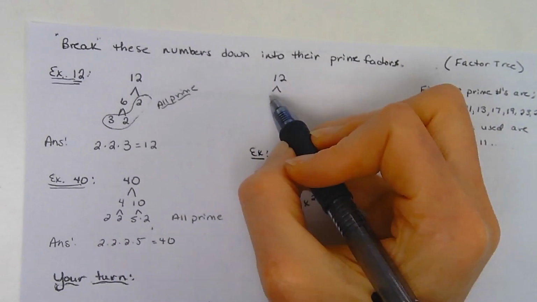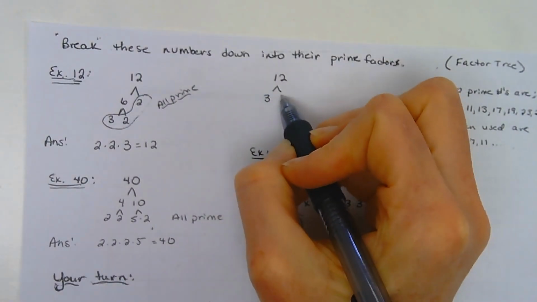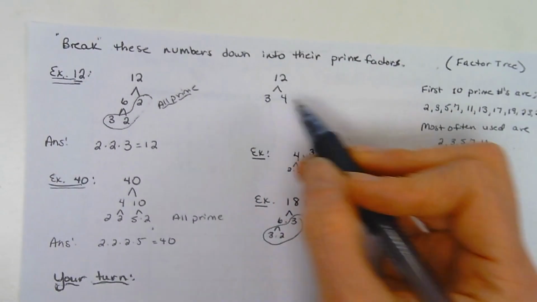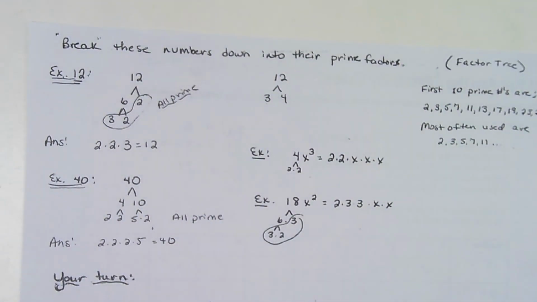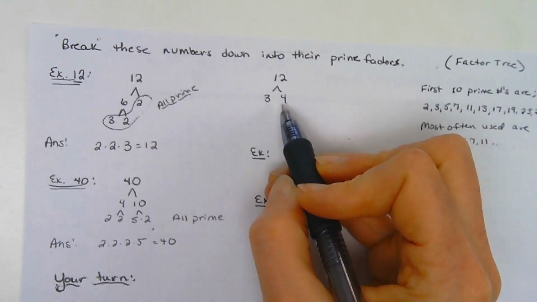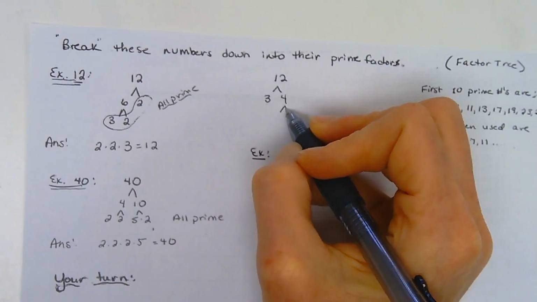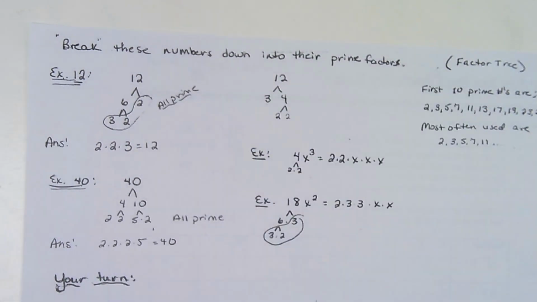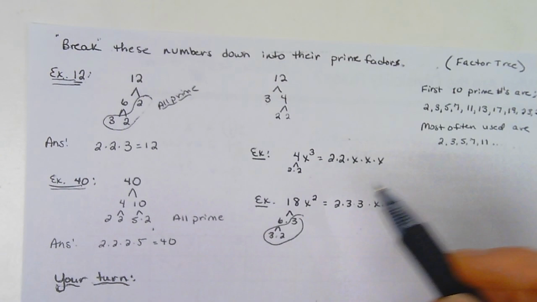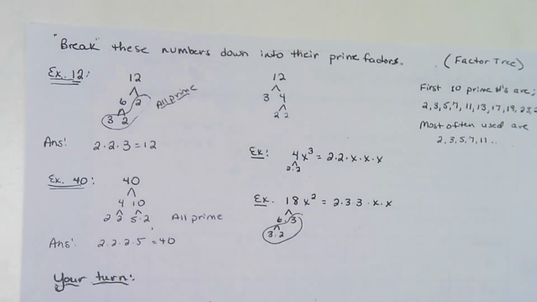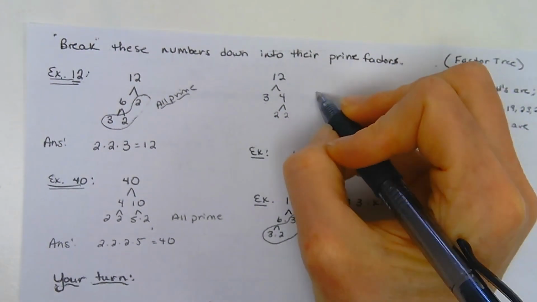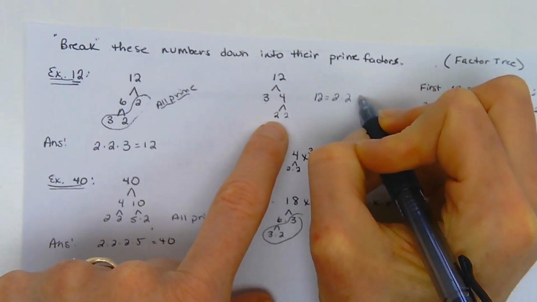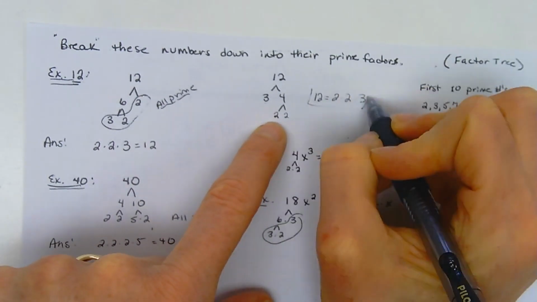So for instance, with 12, you could pick 3 and 4 as factors. 3 times 4 is 12. Now 3 is a prime number. It cannot be broken down anymore, so we leave that one. But 4 can be broken down into factors other than 4 and 1. We can multiply 2 times 2. Now 2 is a prime number. It can't be broken down anymore. So our prime factors for 12 are 2 times 2 times 3. And it's done.